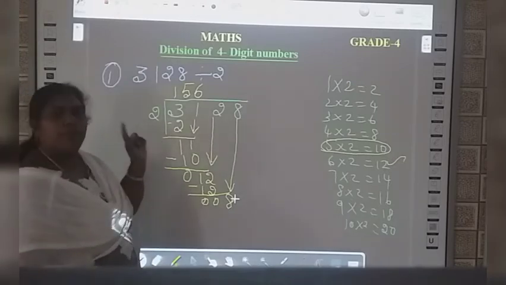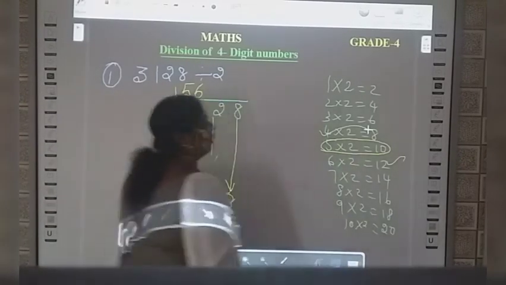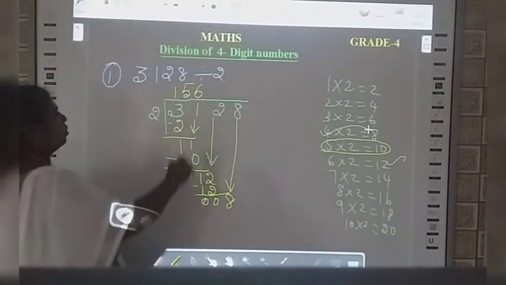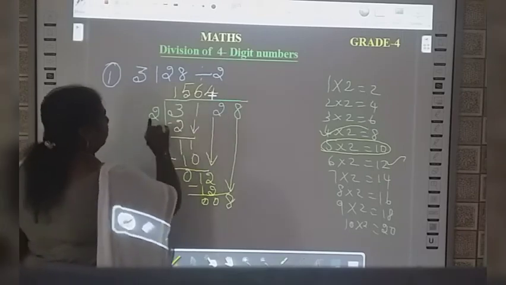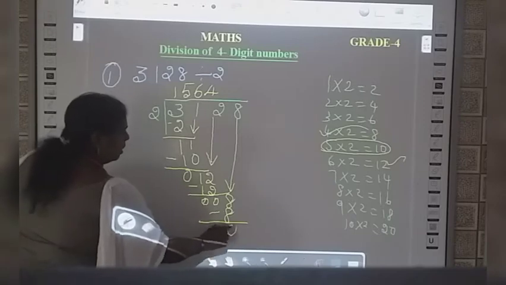Now use the 2 table. How many times will 8 come? 4 times, isn't it? 4 times 2 is 8. So that value is 4. Now subtract these two values. 8 minus 8 is 0.